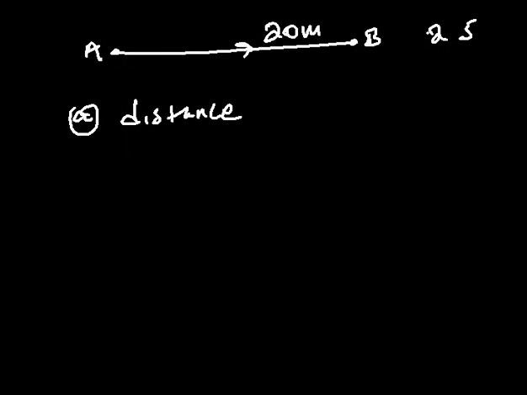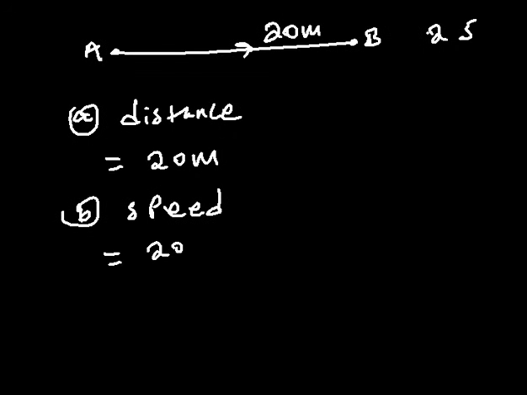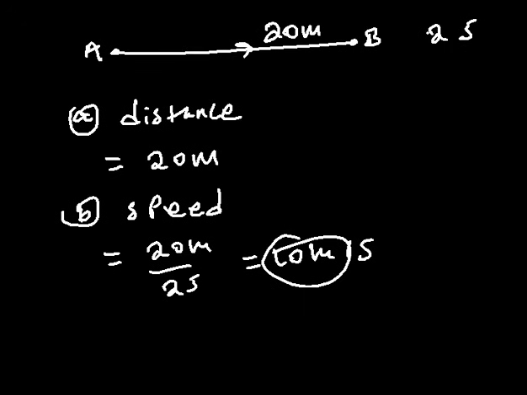Now, the distance is the total length of the journey, so the distance will be given as 20 meters. And what can you say about the average speed? The speed of the journey will be 20 meters divided by the time. Mind you, speed is given as the distance divided by time. That will be 10 meters per second. That is the speed.